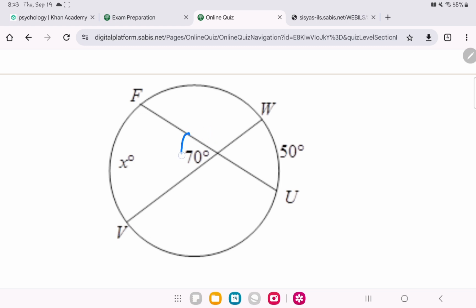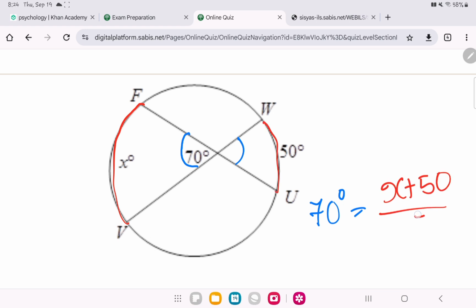the rule for this is that this interior angle, which is the same as this one, okay, 70 degrees, is equal to the measure of this arc plus the measure of this arc over 2. So X plus 50 over 2. So in other terms, the measure of this type of interior angle is equal to the measure of both the arcs it's touching, so it's touching this arc and it's touching this arc, over 2.